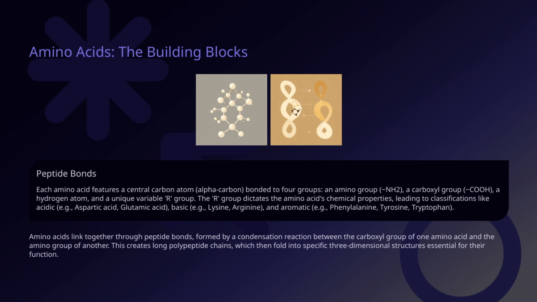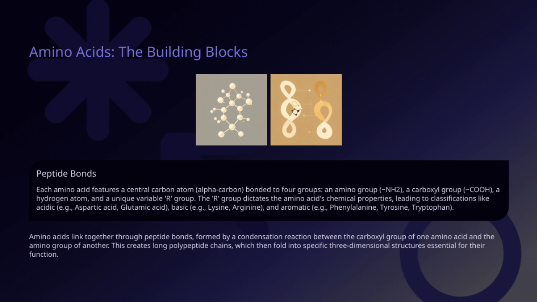Now let's look at the structure of an individual amino acid. Each one has a central carbon atom, known as the alpha carbon. Attached to this alpha carbon are four groups: an amino group, which is minus NH2, a carboxyl group, which is minus COOH, a hydrogen atom, and a unique R group. The R group is what makes each amino acid different. It can vary widely and influences the chemical properties of that amino acid.